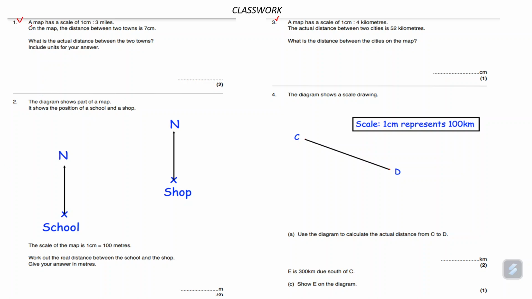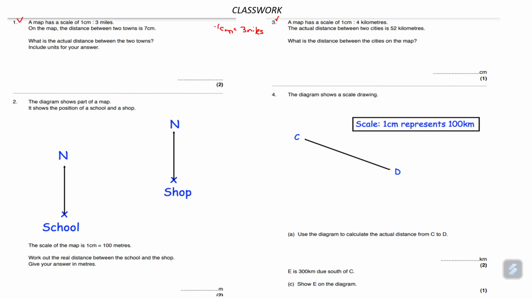Now let's look at question one. We are told that a map has a scale of 1 centimeter represents 3 miles. 3 miles, not 3 meters this time around. On the map, the distance between two towns is 7 centimeters. What is the actual distance between the two towns? Include units for your answer.